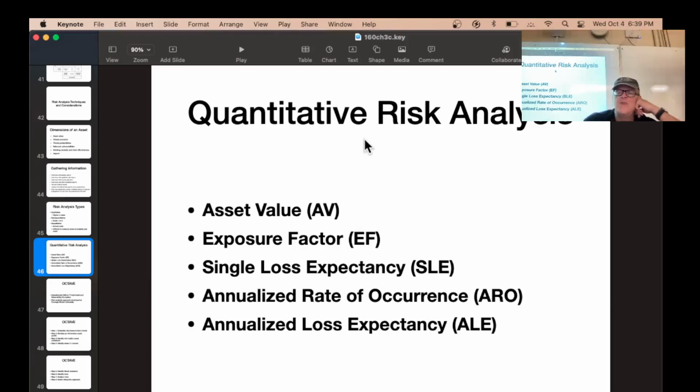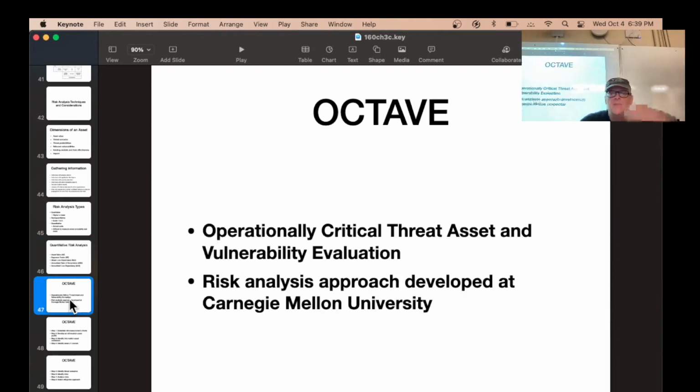And so quantitative risk analysis, if you have it, you have an asset value, an exposure factor, which is how much of it will be harmed in the attack, and that gives you the single loss expectancy, how much money you will lose from a single loss. Then you have the annualized rate of occurrence, which is how many of those losses are going to happen per year, and then you can combine all those and get the annualized loss expectancy, how many dollars per year am I going to lose from this problem. And so that's how that works.